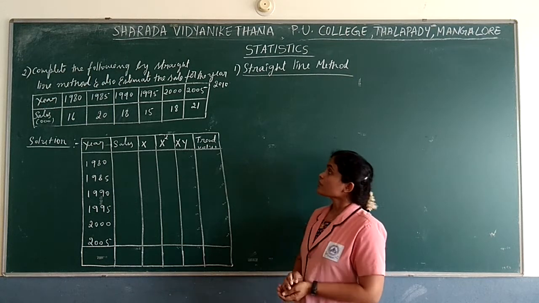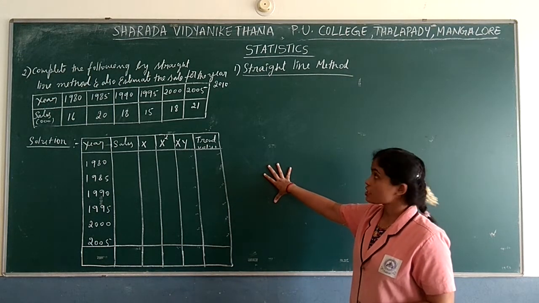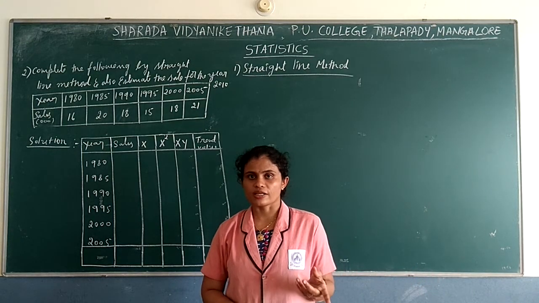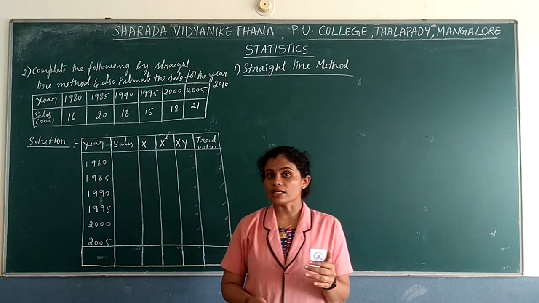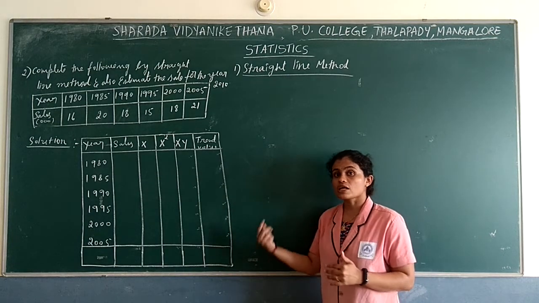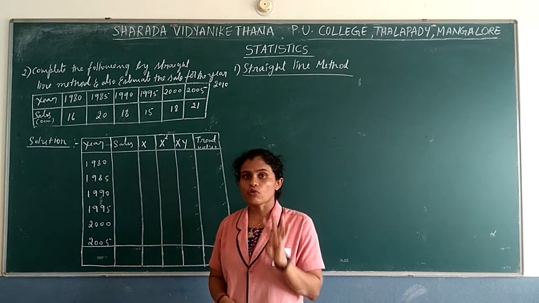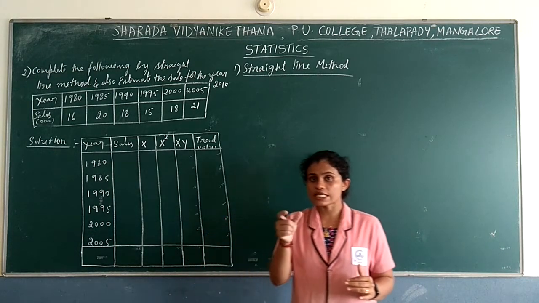Namaste students. Last session we studied the straight line method. One problem we completed under the straight line method. The straight line method is an equation which comes under the least square method. And as I said, there are four methods we use to measure the secular trend.